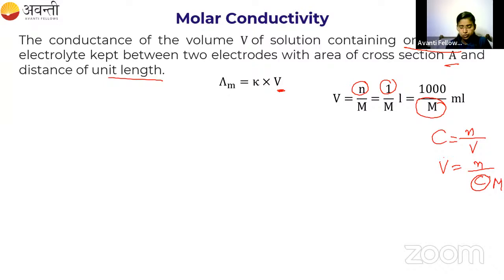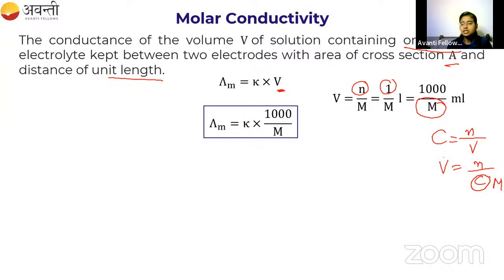Now, if you substitute V is equal to 1000 divided by M in this formula, we will get lambda M is equal to kappa into 1000 divided by M. Got it? This is a very, very important formula which we will be using for finding the molar conductivity in problems. Also we have the unit. The unit of this molar conductivity is Siemens centimeter square per mole, Siemens centimeter square mole inverse.